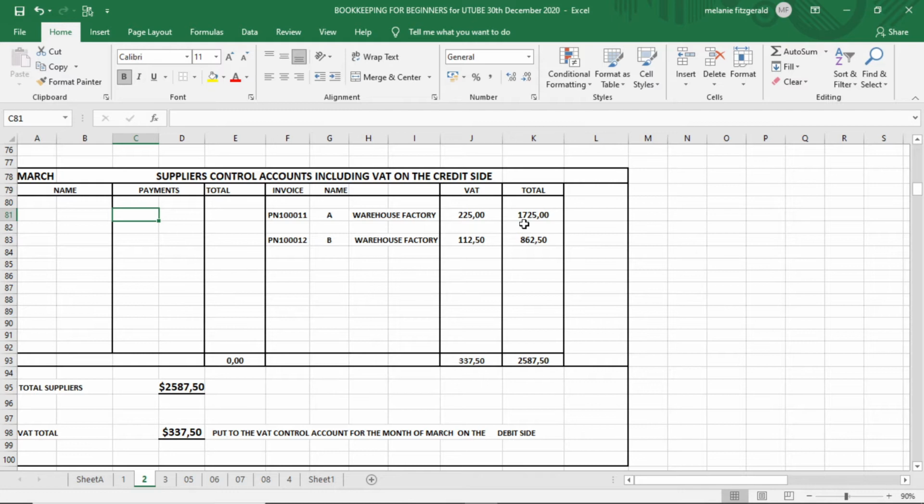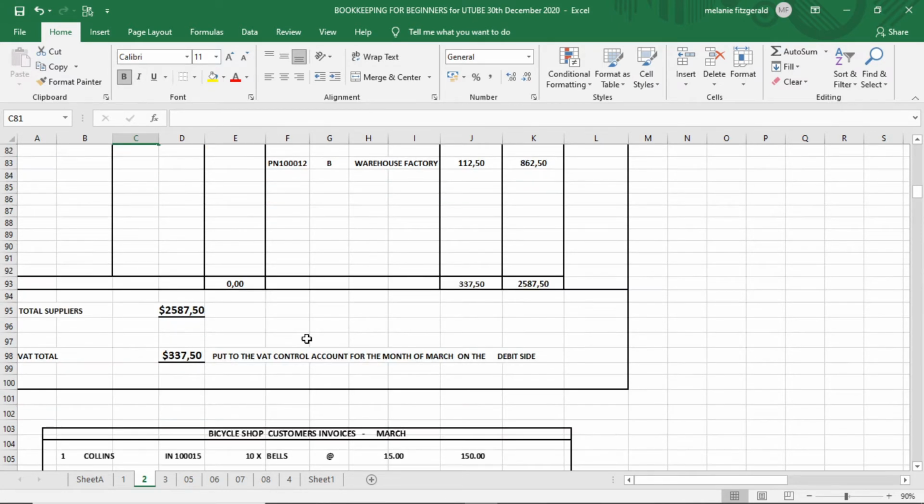Okay, so we add up the VAT and then we add up the total. The total to the suppliers was $2,587.50. The total amount in VAT that he charged us was $337.50. Now, important, we put that to the VAT control account for the month of March on the debit side. Very important. We're not going to do a VAT control account now, we'll do that in later lessons, but it's just telling you where that VAT goes.